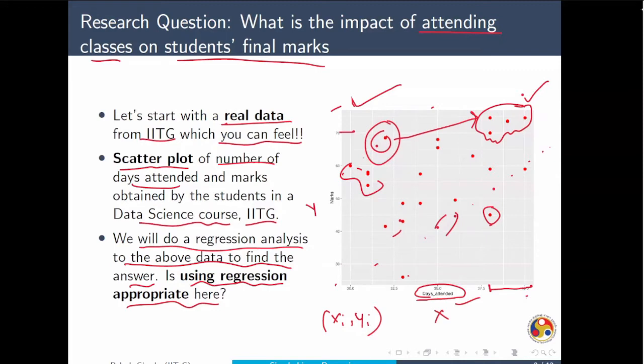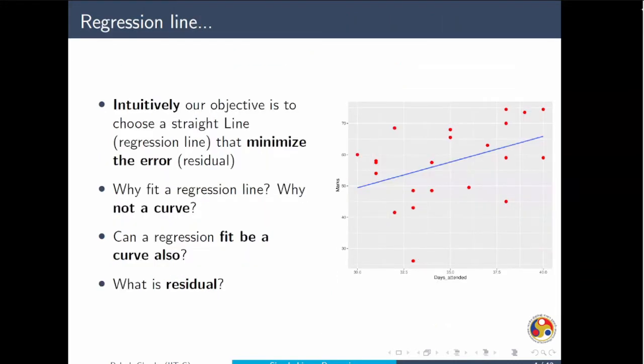So as of now, you have a scatter plot and you have plotted the data, and you can see that there is some kind of increasing trend with respect to days attended and the marks obtained. Now intuitively, our objective is to choose a straight line. That is also called the regression line, that minimizes the error. What is that error? I'll come into that. And this is called the residual.